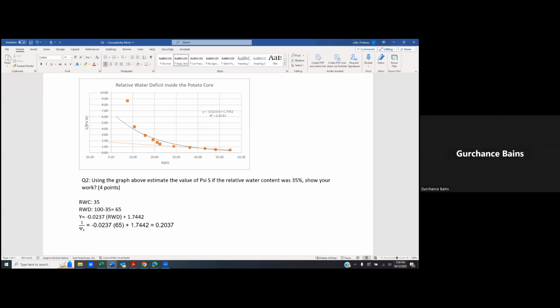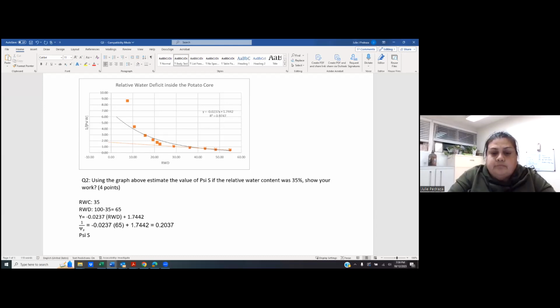Divide by 1 to get a psi s. Yep. Good job. 1 divided by 0.2037 is going to equal 4.909, and then we have to multiply it by -1 to take it out of the absolute value, which gives us a psi s of negative 4.909.